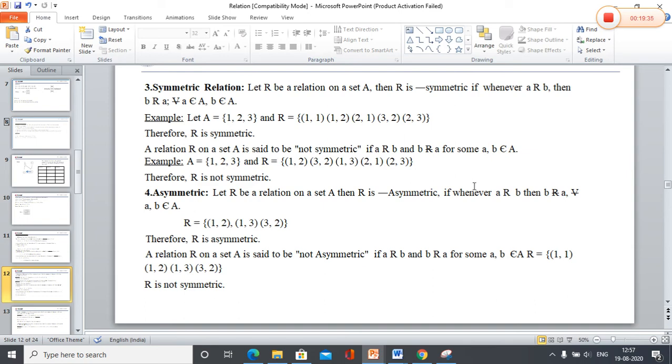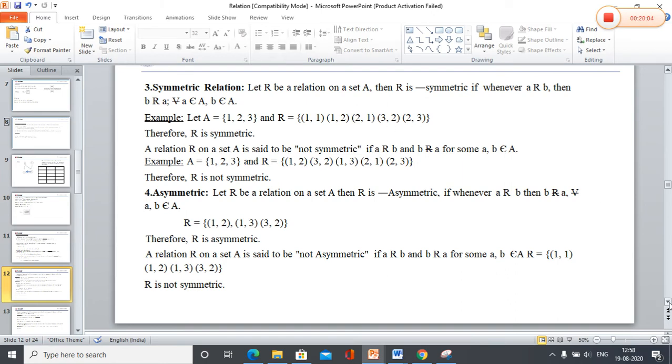Now if I take this relation, (1, 2) is there, so I should check for (2, 1); it is there. (3, 2) is there, then (2, 3) is there. Okay, now (1, 3) is there, so (3, 1) should also be present. Correct? So (3, 1) is not present. So for every a and b in A, if (a, b) is there, (b, a) should also be there. So for (1, 3), (3, 1) is not present, so we will say that it is not a symmetric relation, but the earlier one was symmetric.